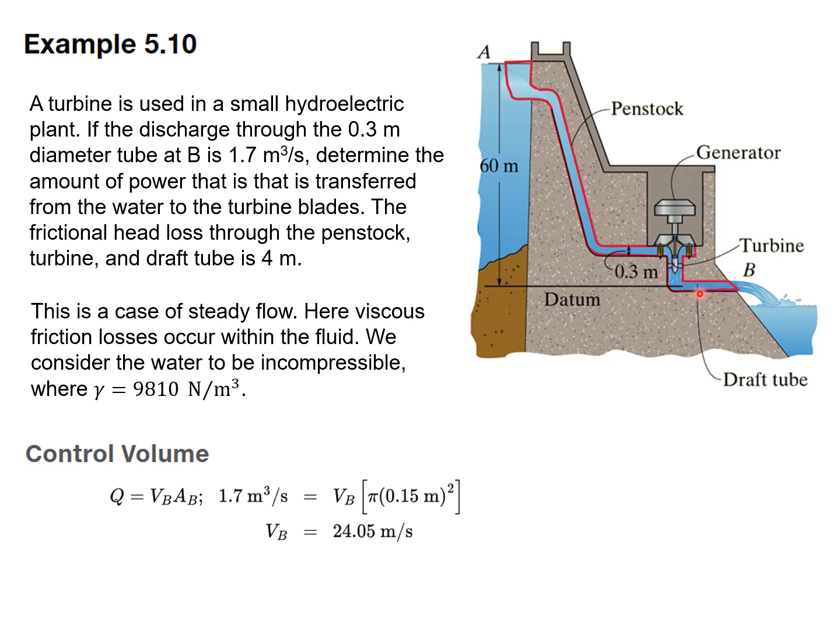We're told also that the frictional head loss in the penstock, which is the tube that runs down to the turbine, and the draft tube is 4 meters. So this is a steady flow. We're also told that gamma is 9810 newtons per cubic meter. So we're told the Q value, and we know the diameter, so we can calculate the velocity. Q is 1.7 cubic meters per second. The area is pi r squared, so we can calculate the velocity at B to be 24.05 meters per second.